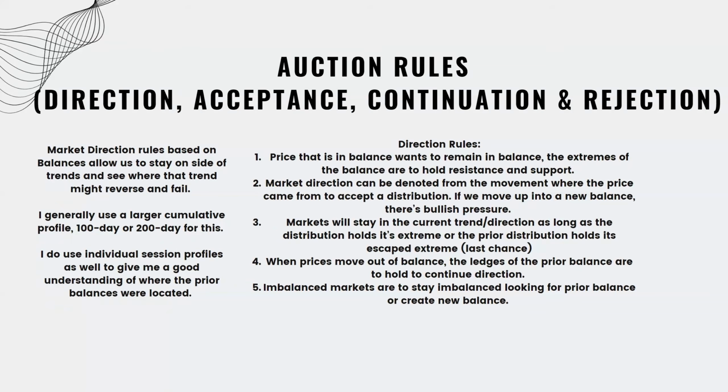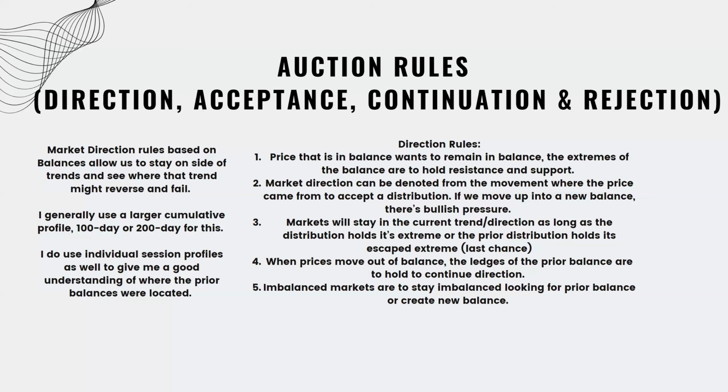So market direction rules are based on balances that allow us to stay on side of trends and where we see that the trend might reverse and fail. These auctions, these balances, these fair values, call them what you will, they're going to be our guidelines with the rules that I'm going to break down right now to help us understand the current trend of the moves, how it will continue, and where it can fail.